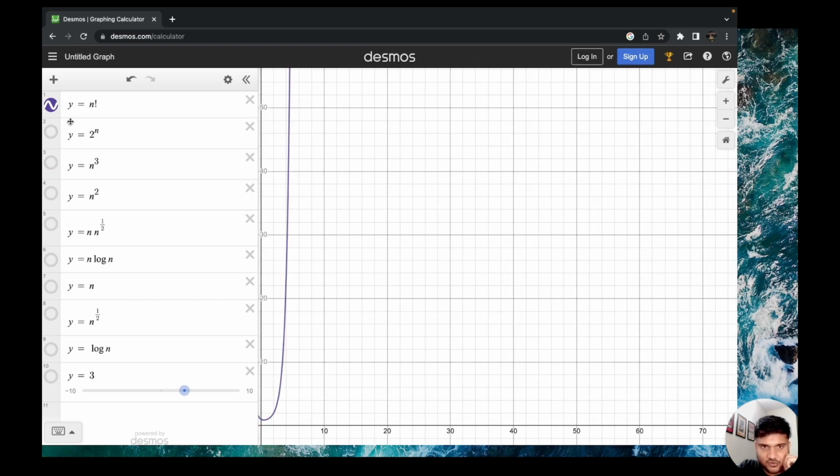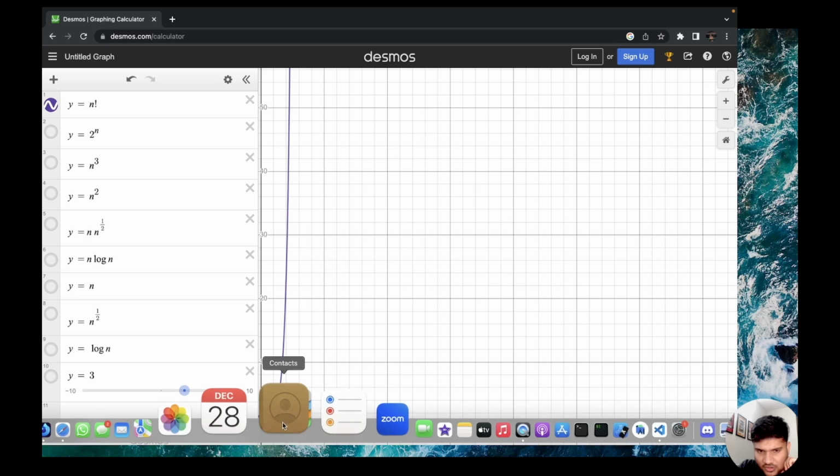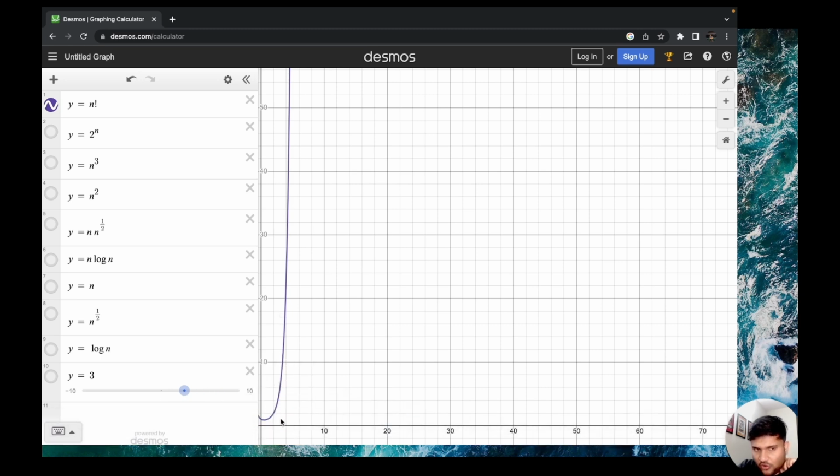If you see n factorial, this is the curve for n factorial. You can see with a very small change in the value of n, the curve is going almost parallel to the y-axis, right? And why? Because the rate of growth of n factorial is very high. If you have an algorithm whose runtime changes with respect to the input size at a rate of growth of n factorial, then it's very high. It's very bad.